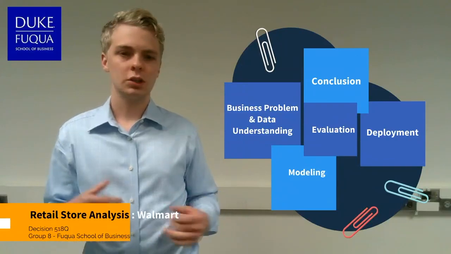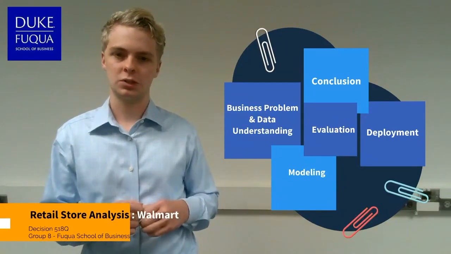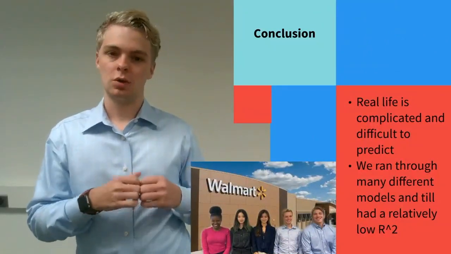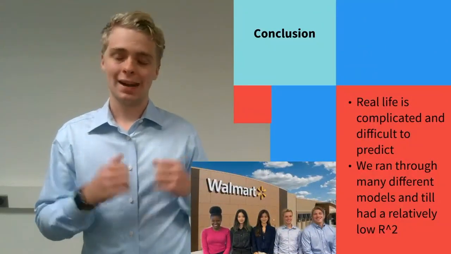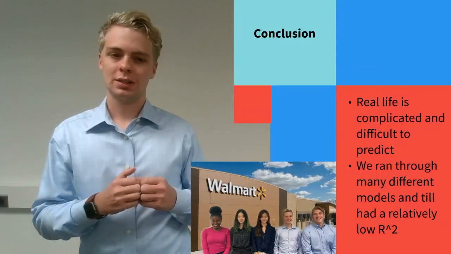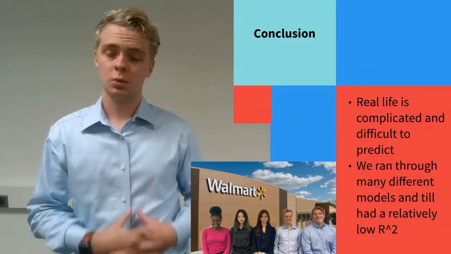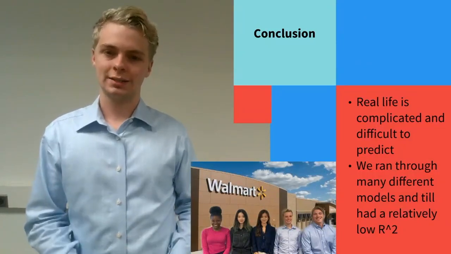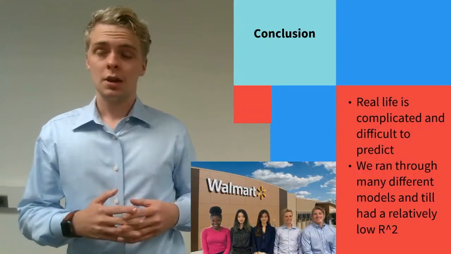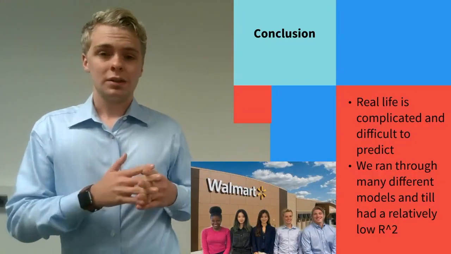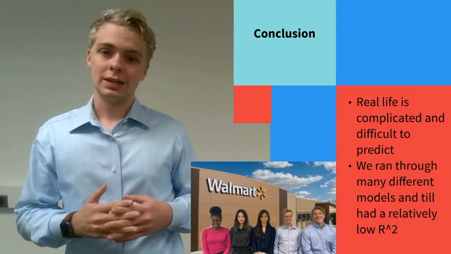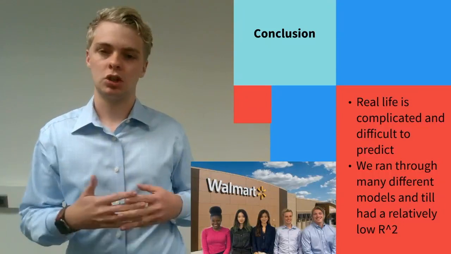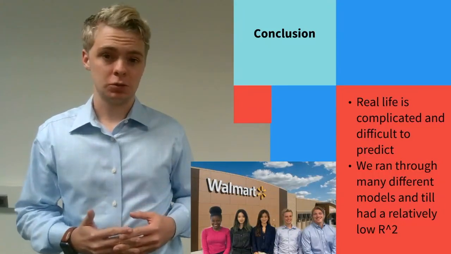And in conclusion, after sifting through a bunch of different models to try to find the best one, we landed on overlaying an AIC stepwise function over our linear regression model that maximized our R squared. It was still a relatively low R squared value, but what this showed us is that real life is complicated, and it's really hard to try to predict real life sales values. But even then, we're dealing with a company that does over $500 billion in sales annually. So any added predictive power is going to be really beneficial for them in the long run.